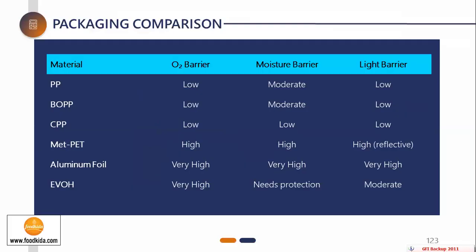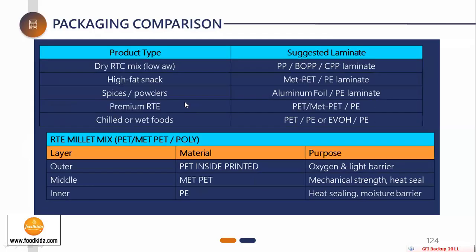Okay, fine. So now if you look at the comparative properties, PP has a low oxygen barrier as well as light barrier, and a moderate moisture barrier. So BOPP and CPP, the polypropylenes, are low or moderate in terms of oxygen barrier, moisture and light. METPET is higher, and above it are aluminum and EVOH, ethyl vinyl alcohol, which is very high. But aluminum foil and METPET have the best properties as far as light barrier, moisture barrier, or oxygen barrier is concerned.